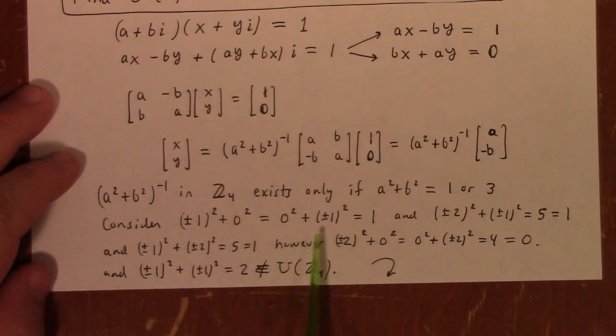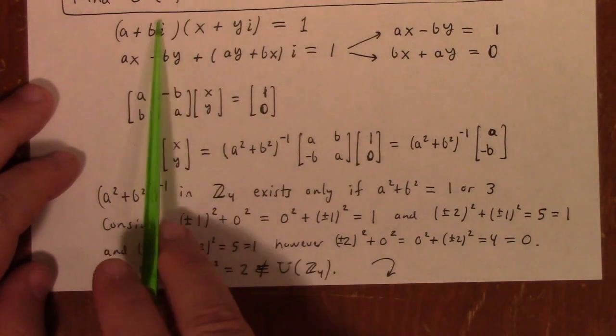If you think about it, you're going to be able to achieve that with plus or minus 1 and 0, or 0 and plus or minus 1. Also plus or minus 2 and plus or minus 1 gives you 5, which is 1 in this context, and likewise plus or minus 1 and plus or minus 2. All of these different cases give you invertible numbers in here.